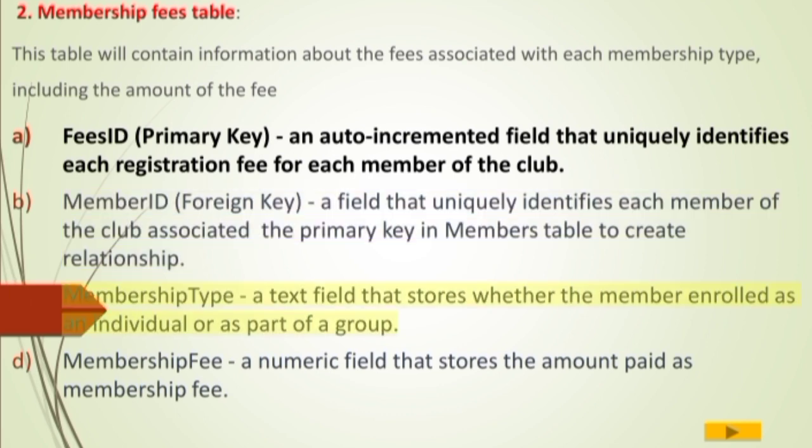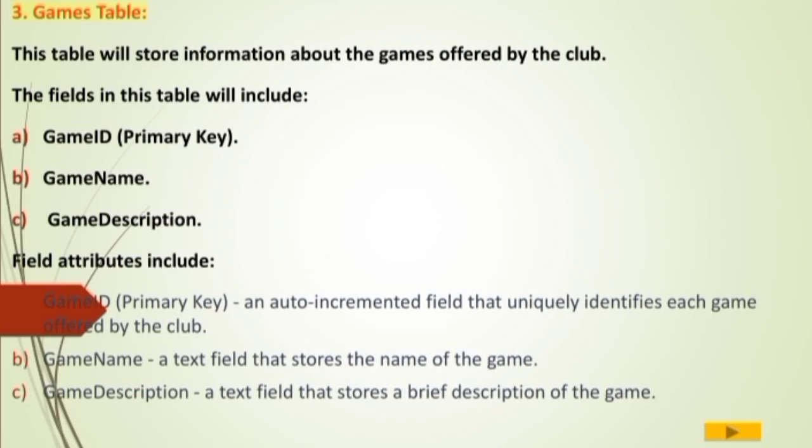C. Membership type, a text field that stores whether the member enrolled is an individual or is part of a group. D. Membership fee, a numeric field that stores the amount paid as membership fee. 3. Games table. This table will store information about the games offered by the club.